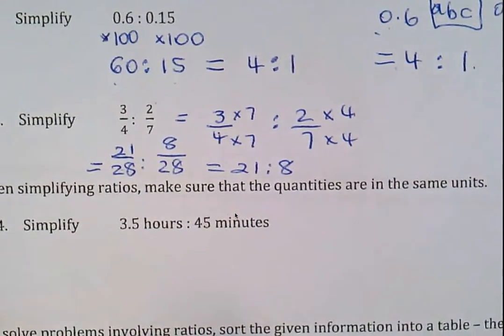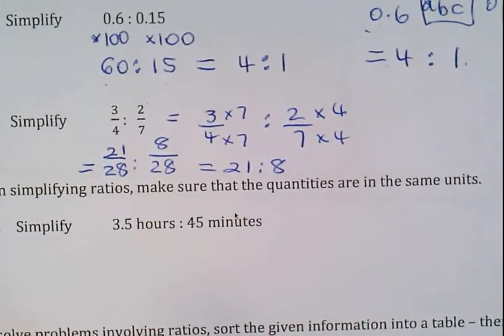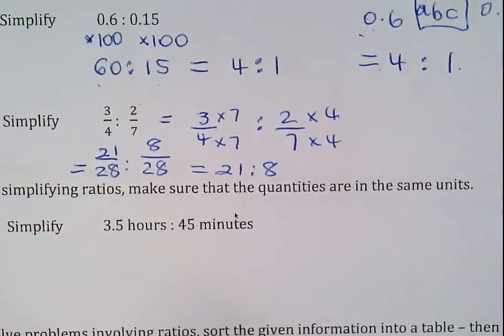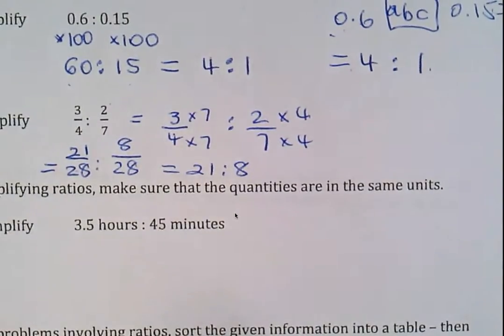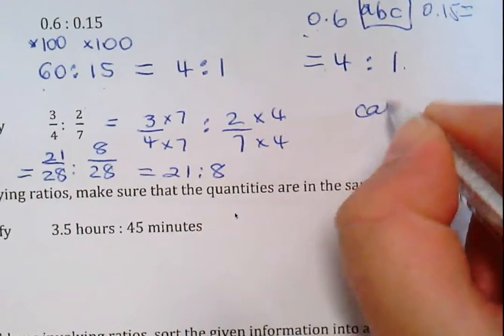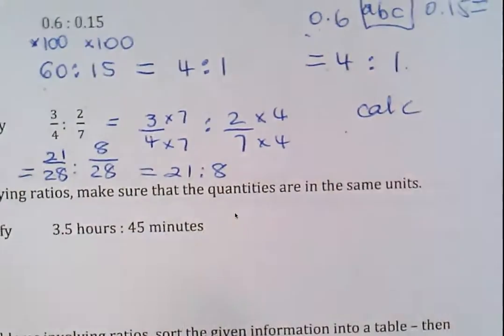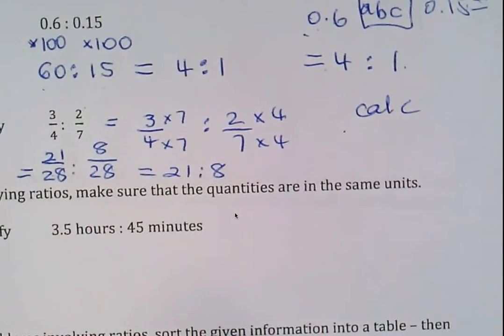Could you go to decimals and then keep going? Yeah, you could, but 2/7 is not a terminating decimal. It recurs. You know what else you can do? Calculator. You don't want to go fraction, fraction, fraction.